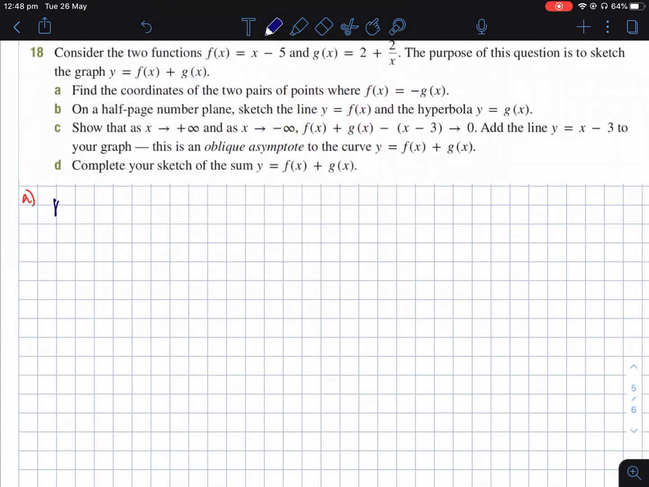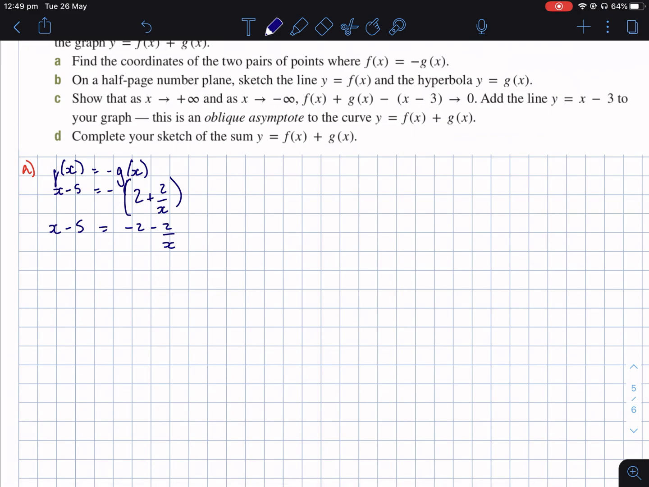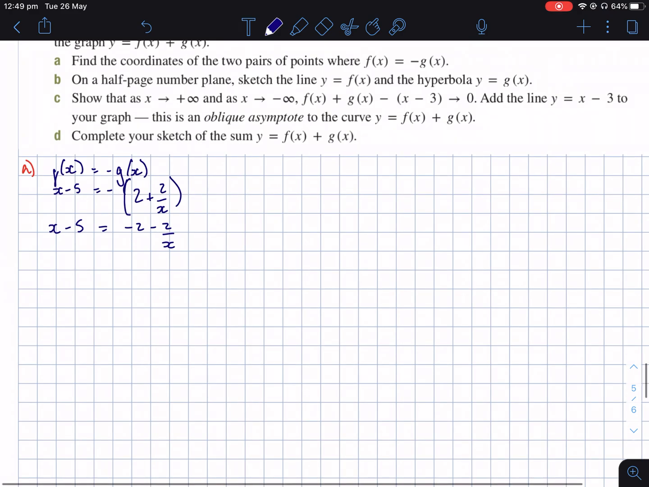So if we're saying f of x equals minus g of x, that's the same as x take 5 equals minus this whole thing. So I've got 2 plus 2 on x, which means x take 5 equals negative 2 take 2 on x. I want to find the x coordinate of this and then sub it in to find y. Well, I actually think it's going to be easier to take this minus 2 over first. So I've got negative 5 plus 2. X take 3 equals negative 2 on x.